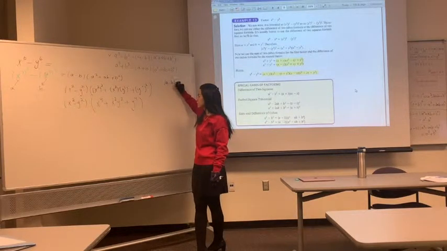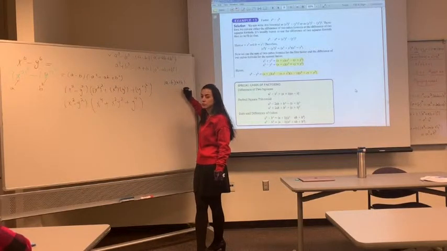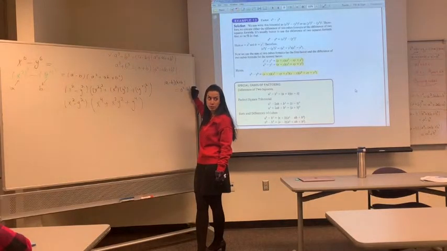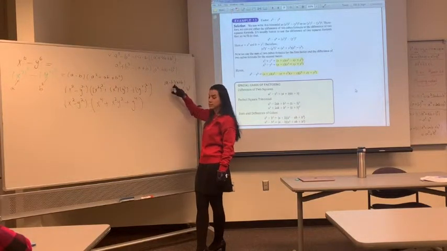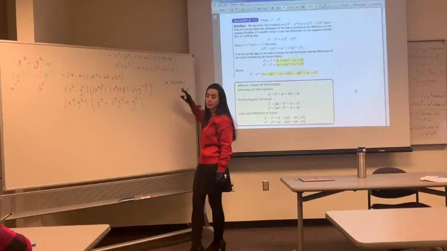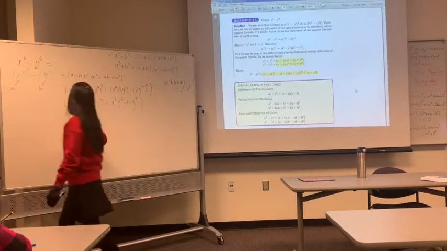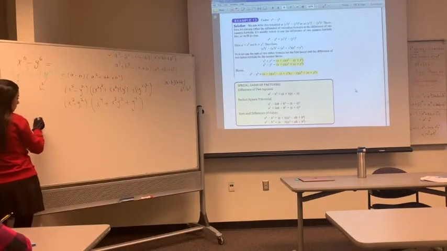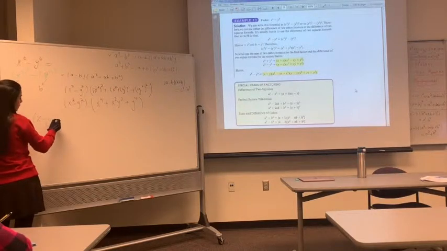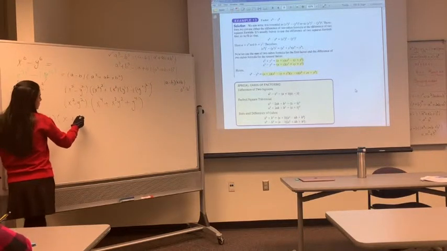A minus b multiplied by a plus b is equal to a squared minus b squared, right? So x squared minus y squared was x minus y multiplied by x plus y, right? So instead of this one, I can write down x minus y multiplied by x plus y.